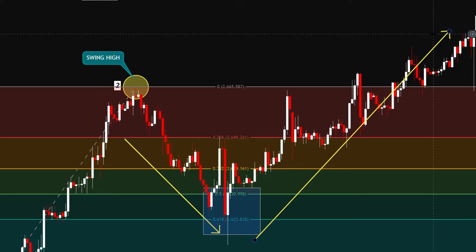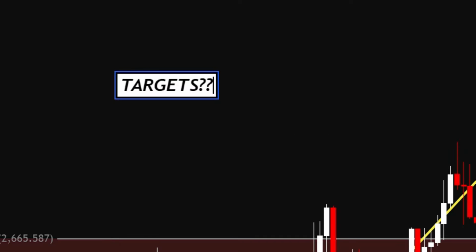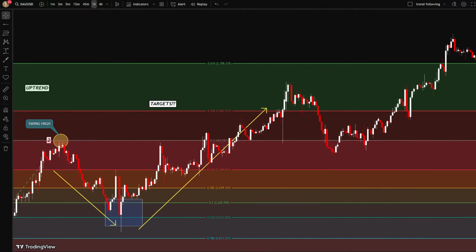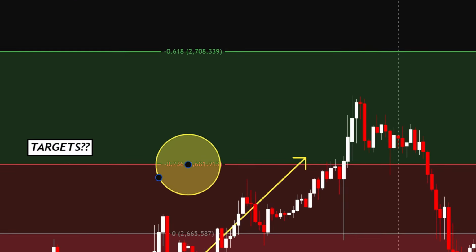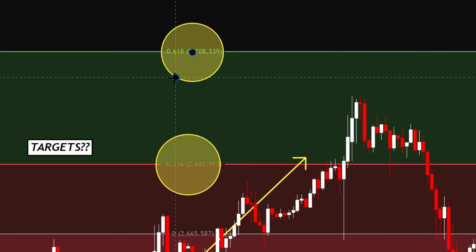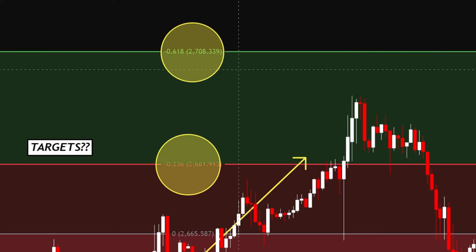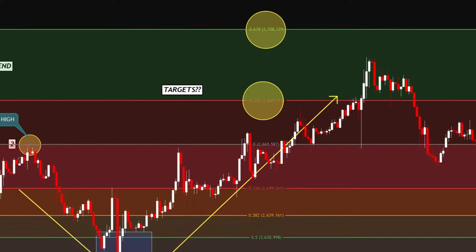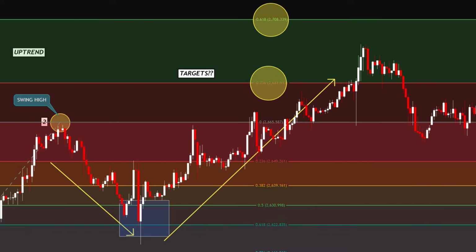Now once price bounces, where could it go next? That's where Fibonacci extensions come in. Focus on the minus 23.6 and minus 61.8 levels. Once price breaks above the swing high, those levels act like magnets, potential zones for the next leg. It's just structure and math.